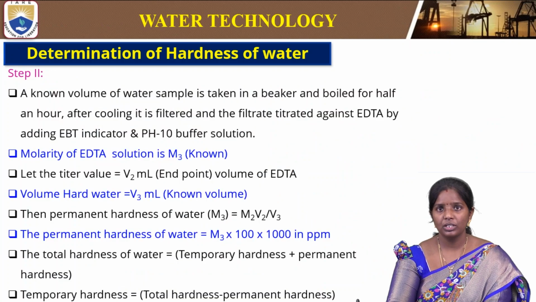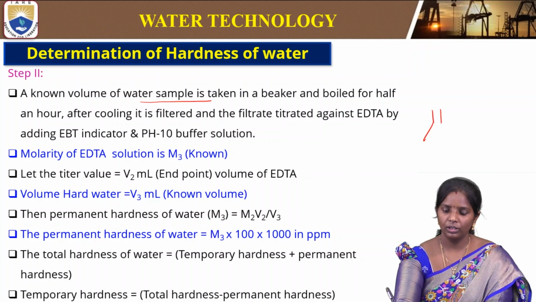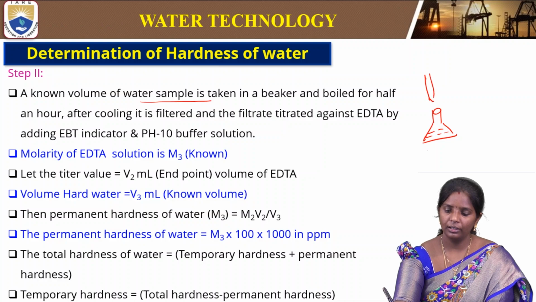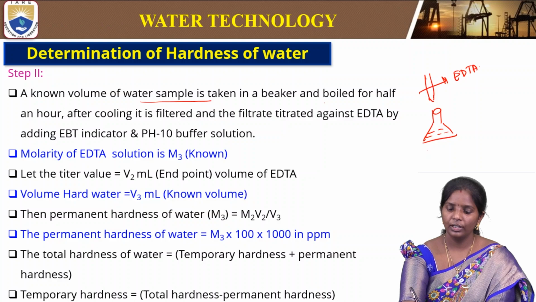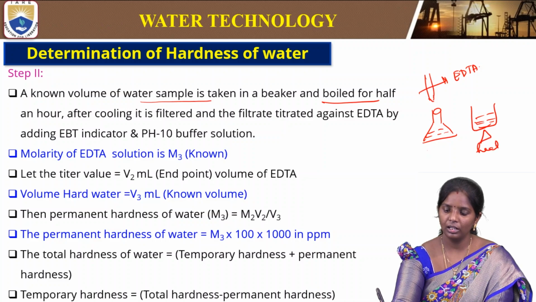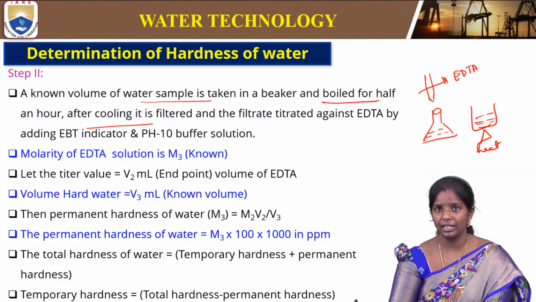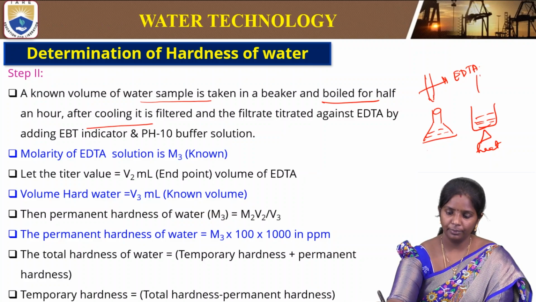Stepwise, a known volume of water sample is taken in a beaker or conical flask, and in the burette we have EDTA. Next, the sample is boiled for half an hour. After half an hour we cool it and filter. This filtrate is titrated against EDTA again.